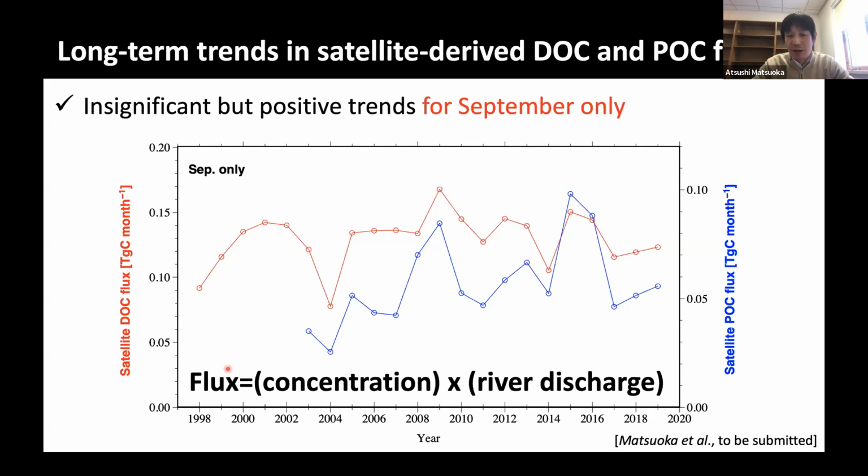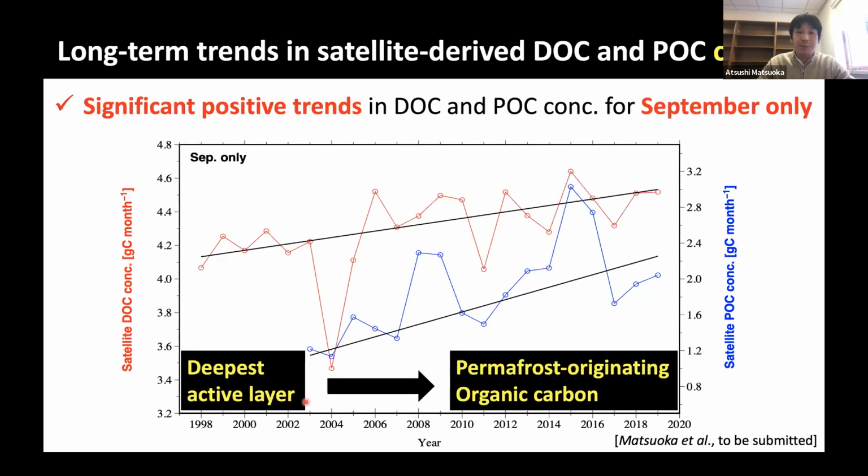Here we recall that flux is calculated by multiplying concentration by river discharge. So this is influenced by either concentration or river discharge. Indeed, river discharge showed a negative trend for this time period. So it means that concentration should show a positive trend, which is shown in these figures. So now I'm showing you the satellite DOC concentration in red and POC concentration in blue.